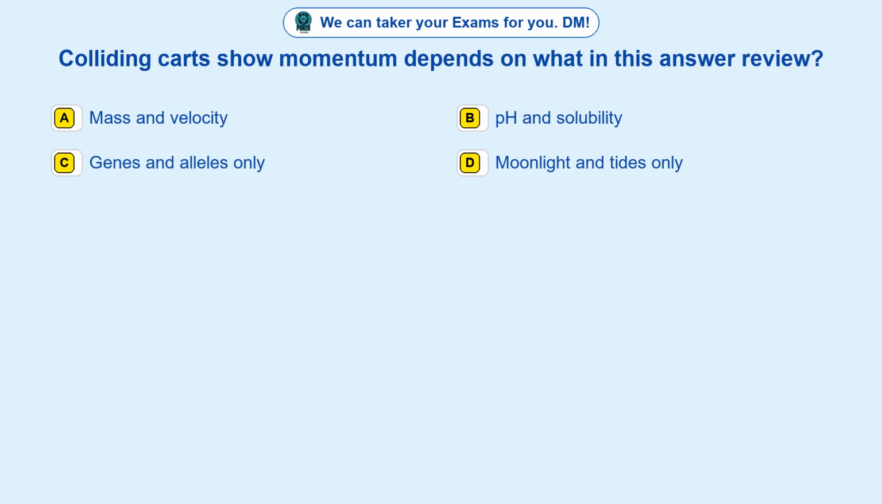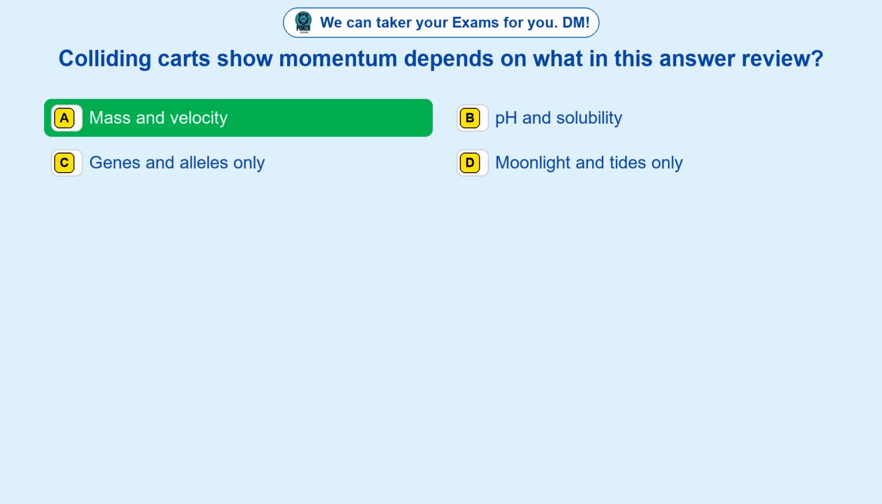Question 62. Colliding carts show momentum depends on what in this answer review? Option A, mass and velocity. Option B, pH and solubility. Option C, genes and alleles only. Option D, moonlight and tides only. The correct answer is option A.